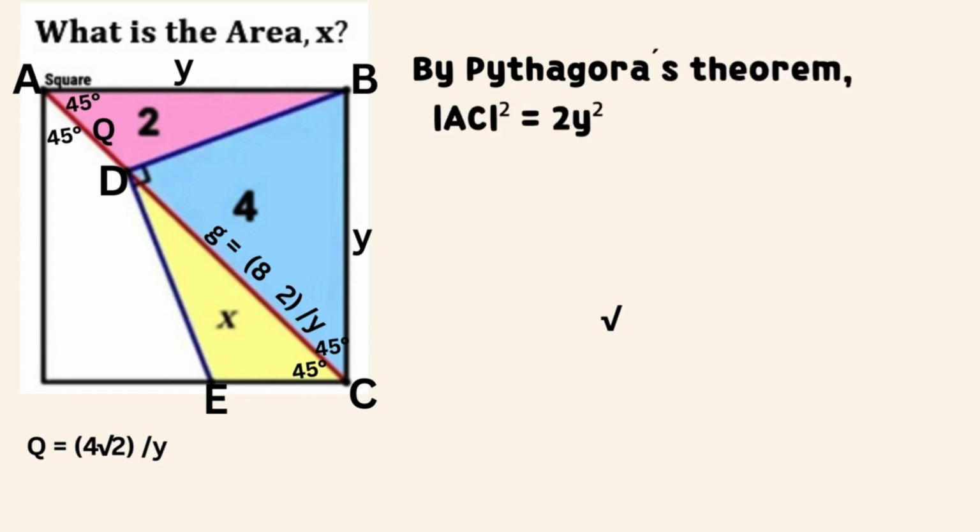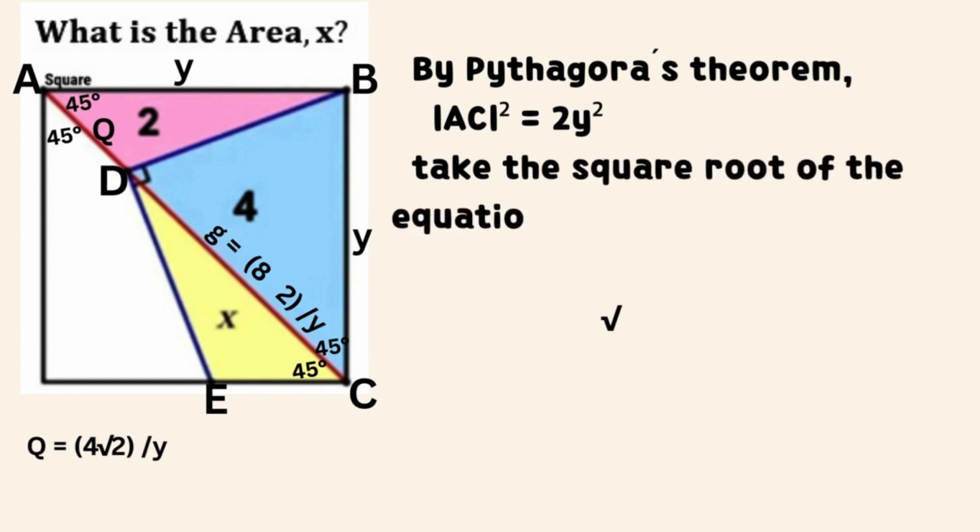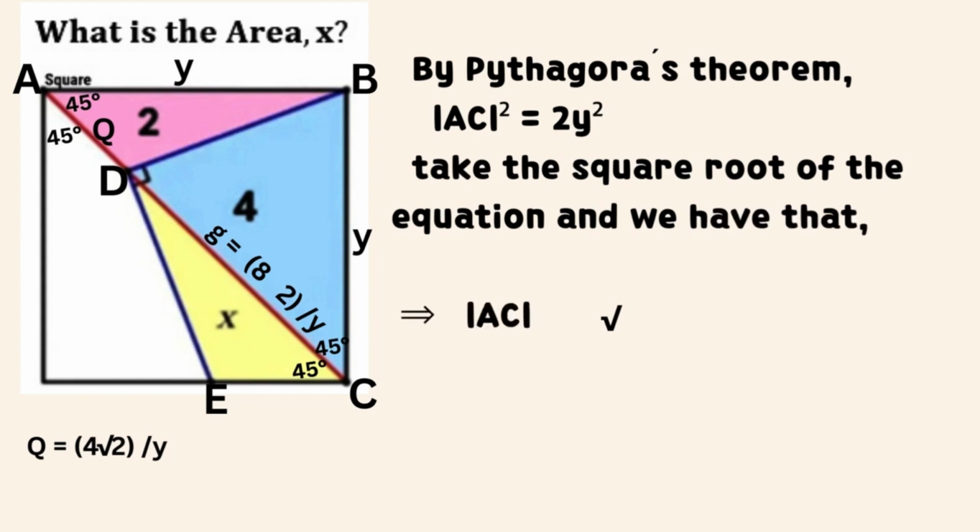By Pythagoras' theorem, the square of line AC equals 2 times the square of Y. Take the square root of the equation. It implies that line AC equals Y times the square root of 2. But line AC equals the sum of Q and G.